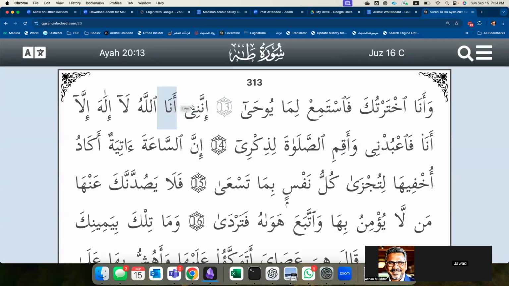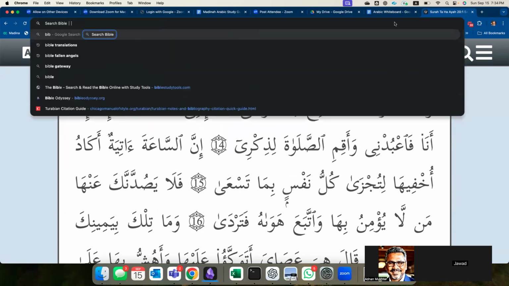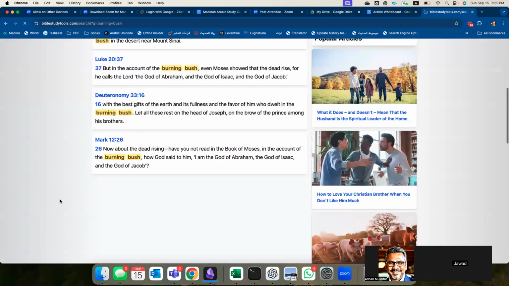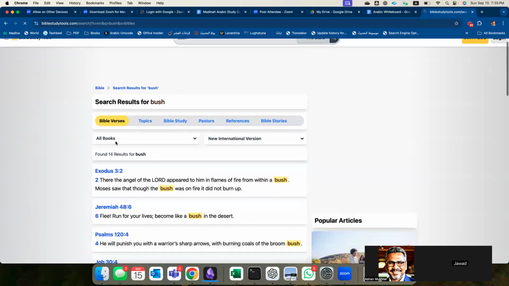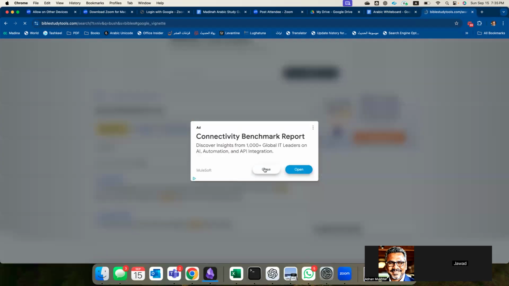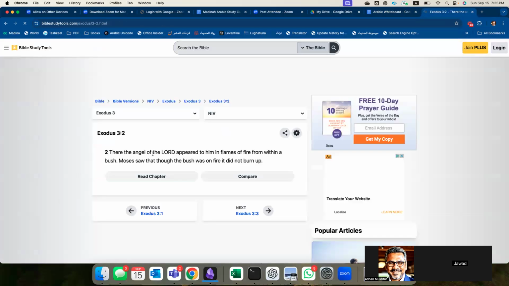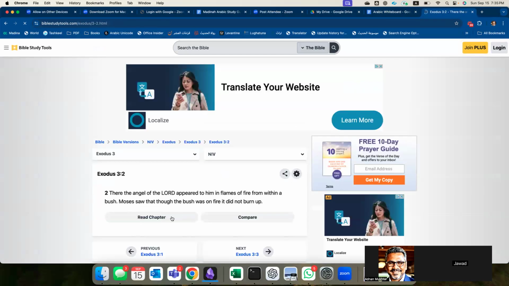La ilaha illa ana. There is no God except me. The only time in the Quran this comes here. It's just so fascinating, because if I show you the biblical version, let me see if we can find it before Maghrib. Exodus, but I can't find it, I guess it's not the burning bush. Exodus. Okay. I don't know if this is the right one, the angel appeared to him.